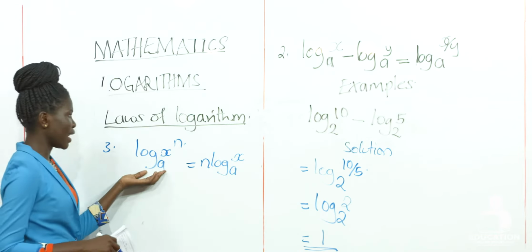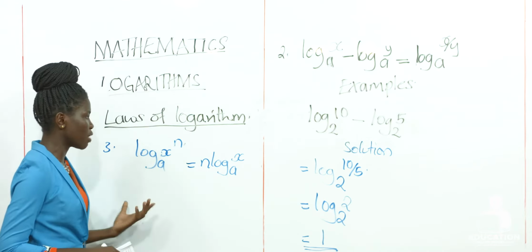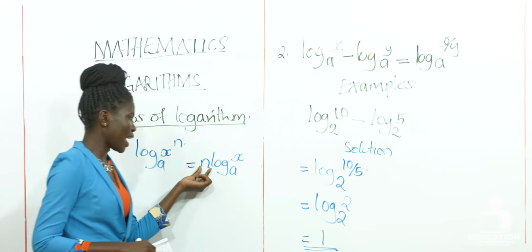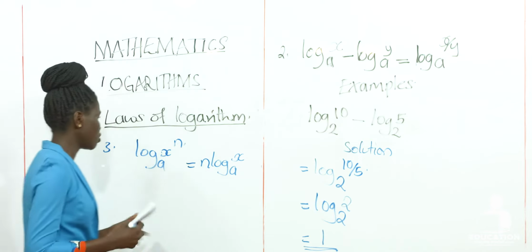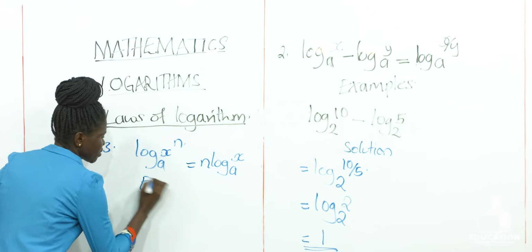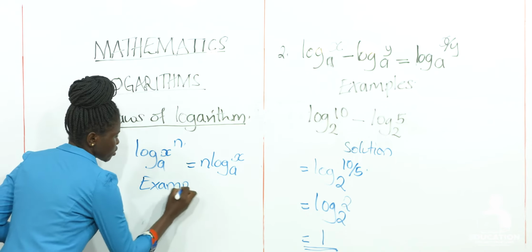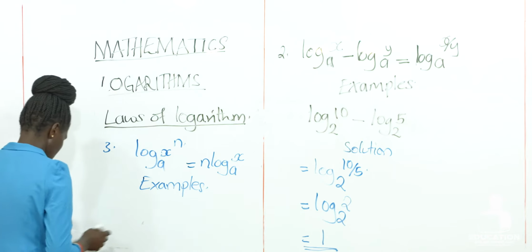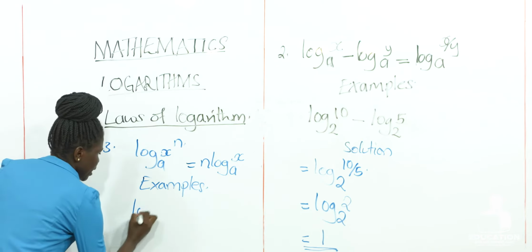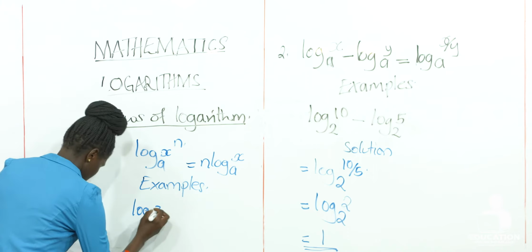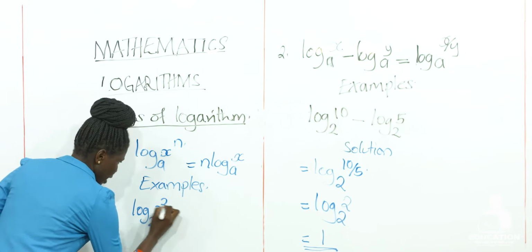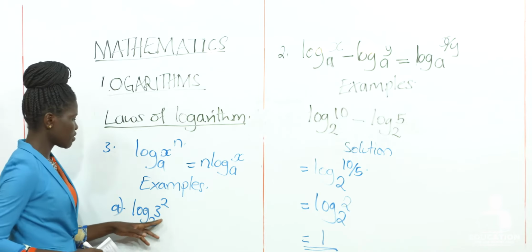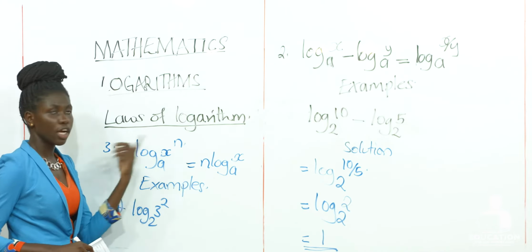So when given a number like this one, it has another power. For you to solve it easily, you drop the power so that you can work it out before you multiply with the given power in the question. So let's have an example on this. Given a number as log 2 of 3 squared. Let's say this is our first example. This is an example to help us understand law number 3.